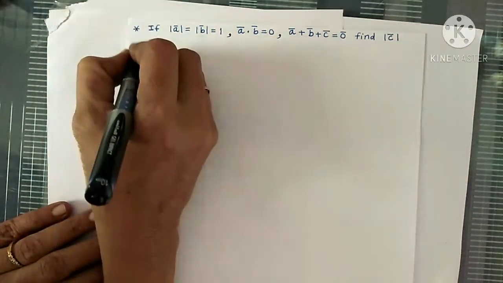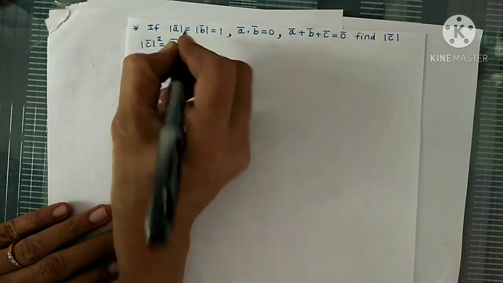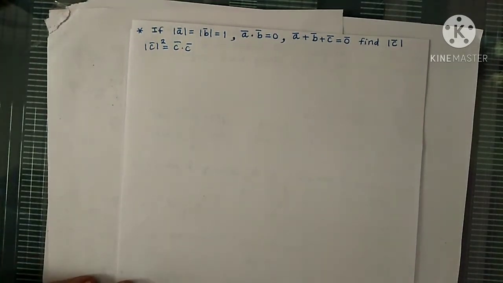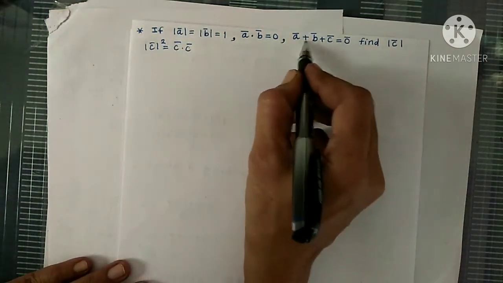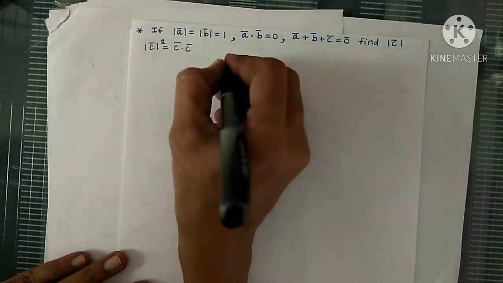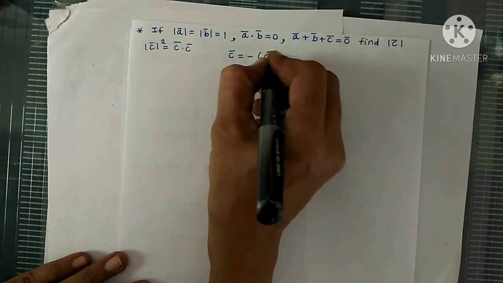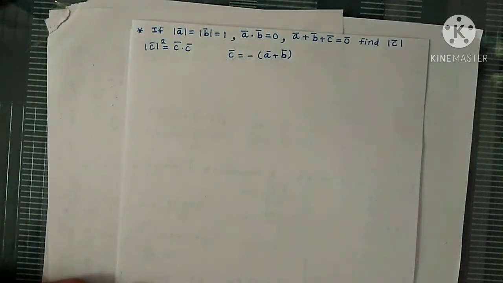How? Modulus of c bar square is c bar dot c bar, by a property of dot product. So whenever we have to find modulus, we have to square it, and we have to take the dot product of the vector with itself. So we need c bar. Here we have a bar plus b bar plus c bar equal to 0 bar. So we can write c bar as minus bracket a bar plus b bar. As we are going to square this, I am writing this as minus into bracket. So squaring that, minus 1 square will be plus 1.